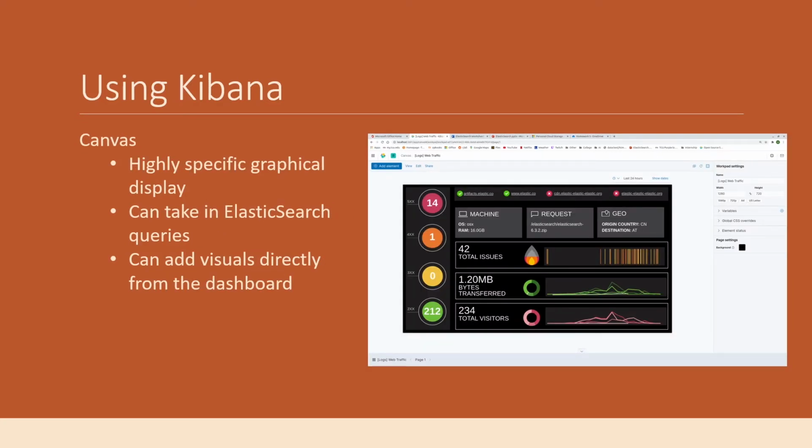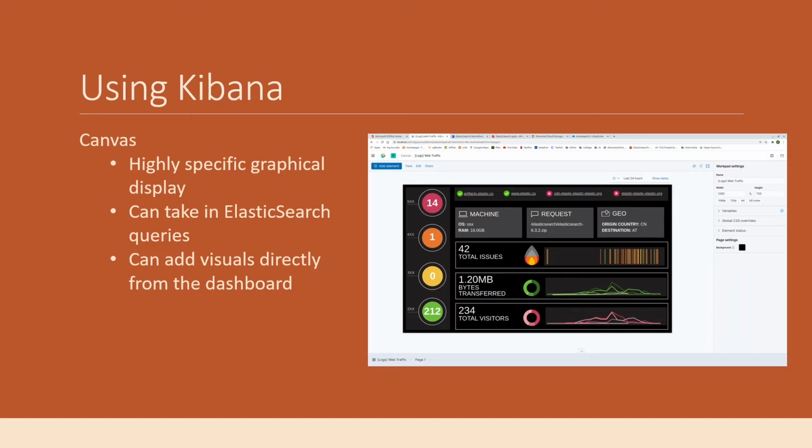The next thing is Canvas. This is really great for official presentations. It looks incredibly clean. It's very easy to read. You can basically customize it down to the pixel. If you want it to look exactly like this, you can make it look exactly like that.